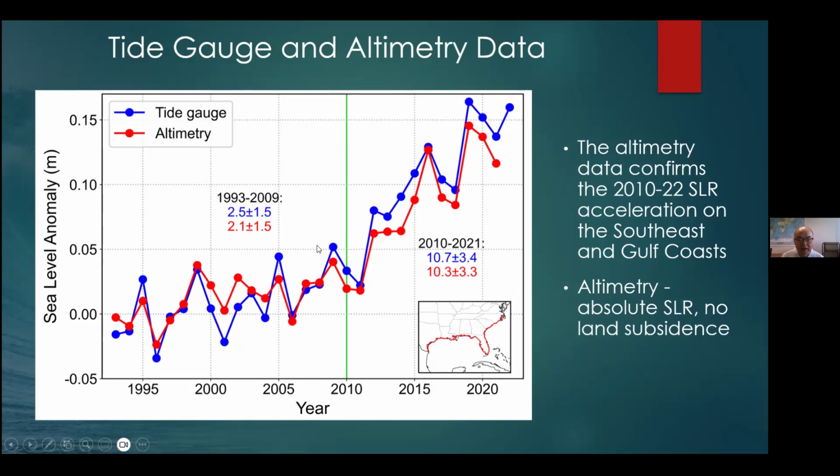For altimetry data, we just average the coastal grid points along the southeast coast and the Gulf Coast. For the tide gauge data, we just use the stations along the southeast coast and the eastern Gulf Coast. We do not include the western Gulf Coast because sea level on the western Gulf is influenced by land subsidence due to oil and water extraction in this region.